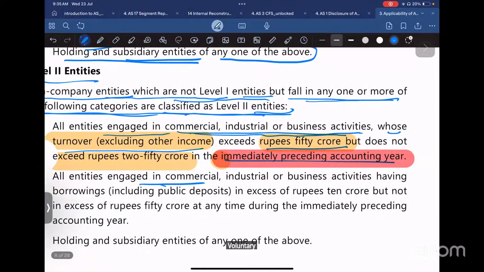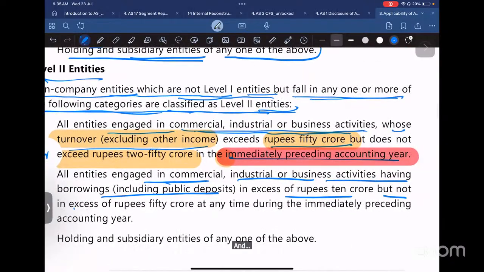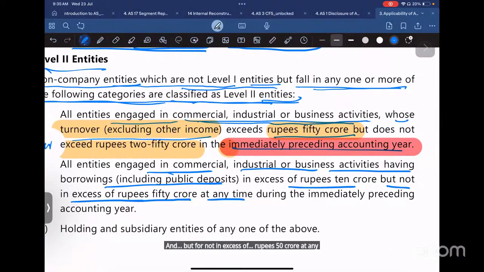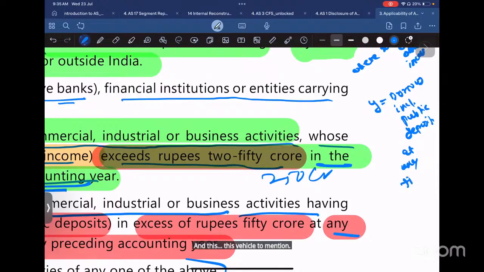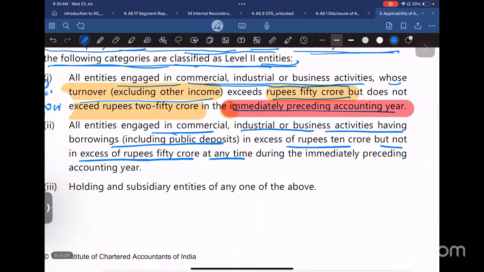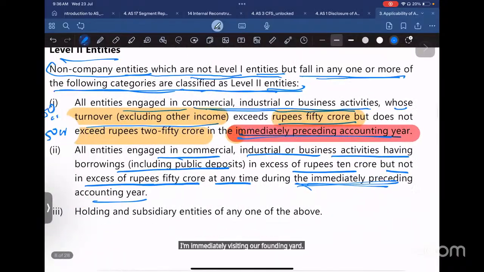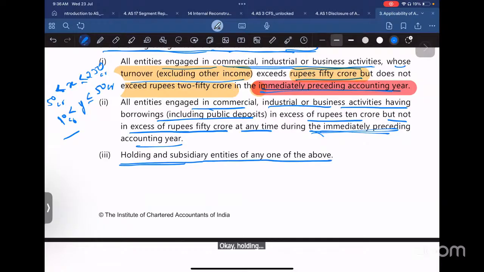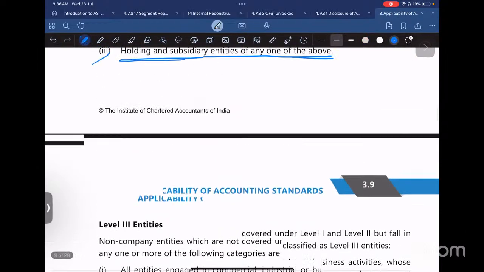All entities engaged in commercial, industrial, and business activities having borrowings, including public deposits, in excess of rupees 10 crore but not in excess of rupees 50 crore at any time during the immediately preceding accounting year. And holding and subsidiary entities of one of the above. This is also important.